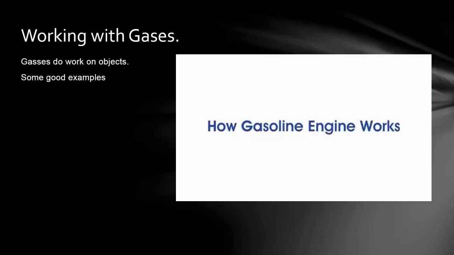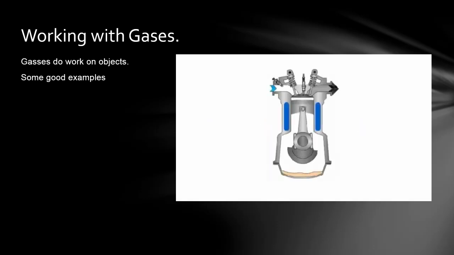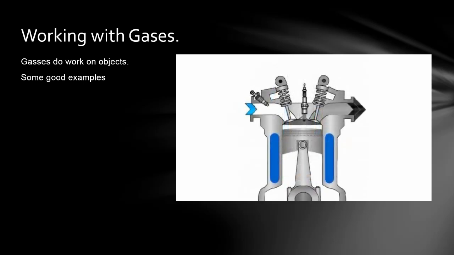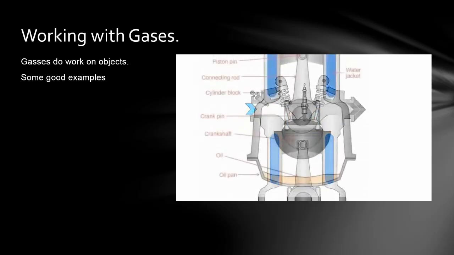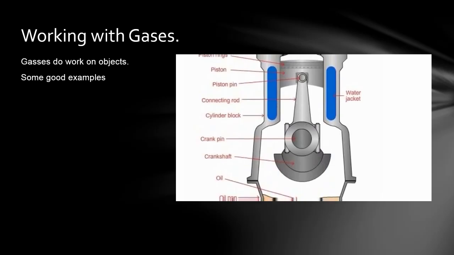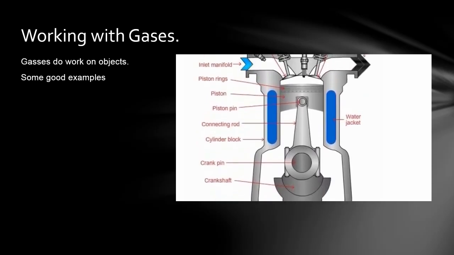So, working with gases. One of the things gases do is work on objects. One of the most common examples of work done by expanding gases is in your automobile. The work is done by rapid increase in temperature of the fuel-air mixture caused by the spark plug. This increase in temperature corresponds to a rapid increase in volume, which pushes the piston back down.